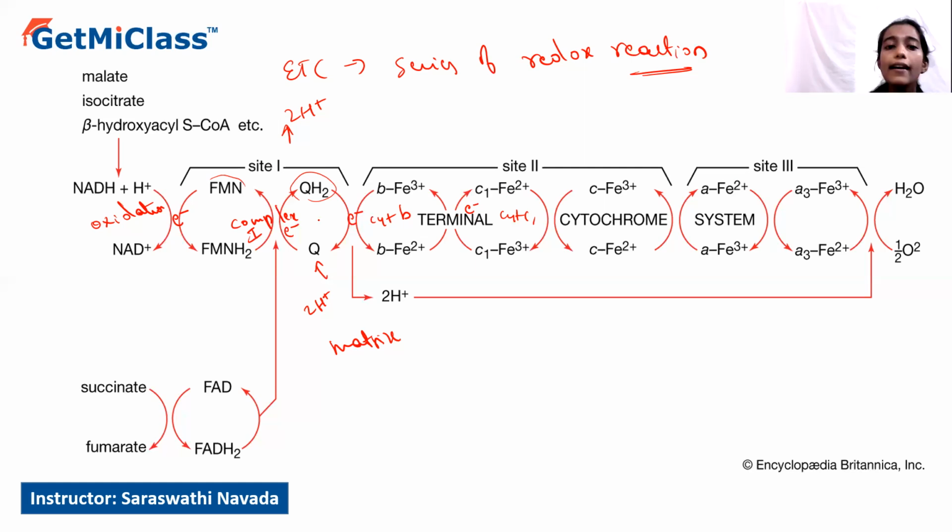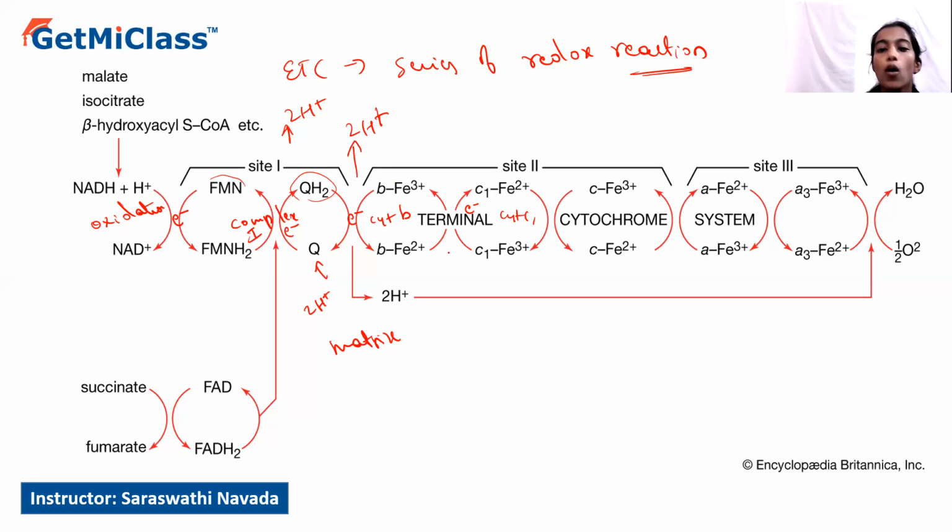And here, initially when the electron is accepted by the coenzyme Q, it also has taken 2 hydrogen ions from the matrix, and when it transfers the electron to complex 3, these hydrogen ions will be pumped to the intermembrane space in the mitochondria. That is the space present between the inner and outer membrane.